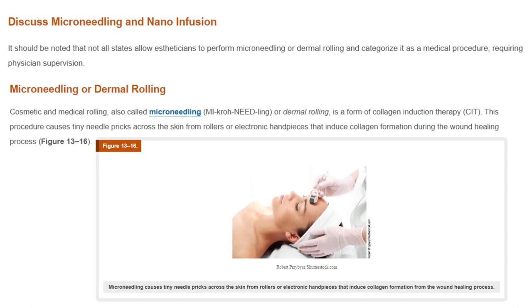Figure 13:16. Microneedling causes tiny needle pricks across the skin from rollers or electronic handpieces that induce collagen formation from the wound healing process.